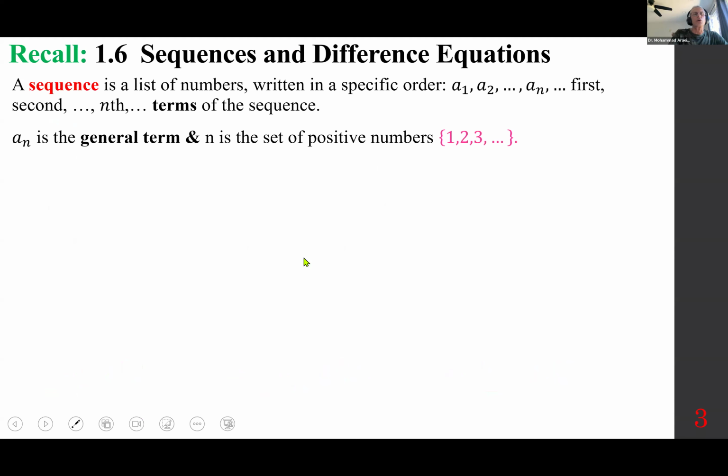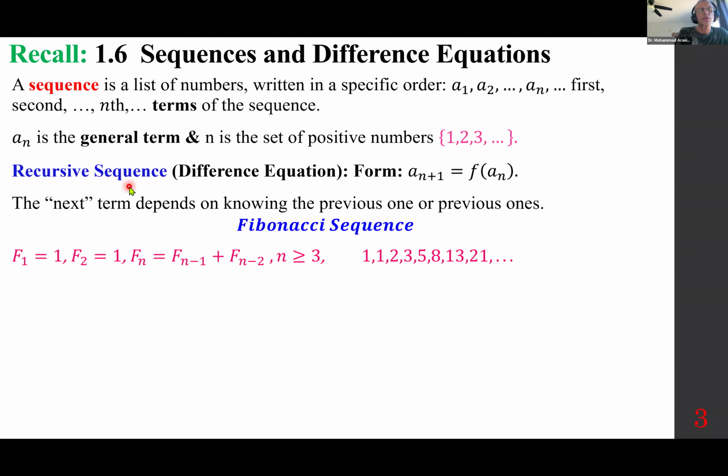First, recall, what did we cover? 1.6 sequences and difference equations. A sequence is a list of numbers written in a specific order, a sub 1, a sub 2, all the way to a sub n, first, second, and nth term of a sequence. A sub n is the general term, and n is the set of positive integers, natural numbers, if you will.